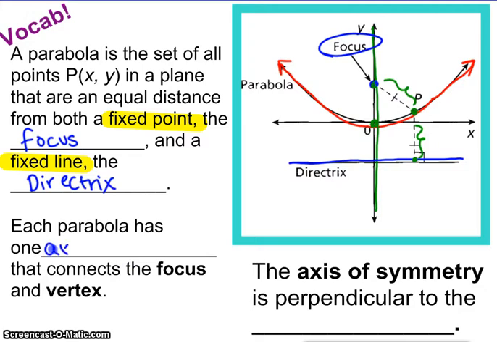So each parabola has one axis of symmetry, and it's going to connect the focus and the directrix. So notice that this axis of symmetry that I drew here went through the focus and the directrix. Okay? The axis of symmetry actually meets the directrix at a perpendicular line.